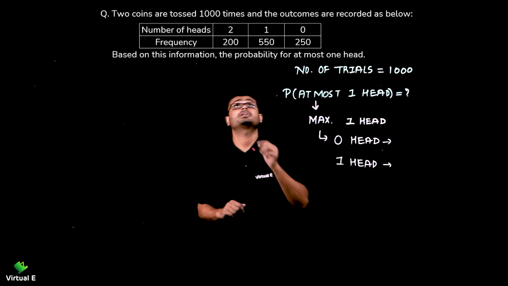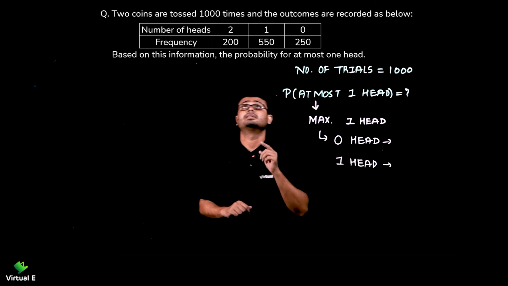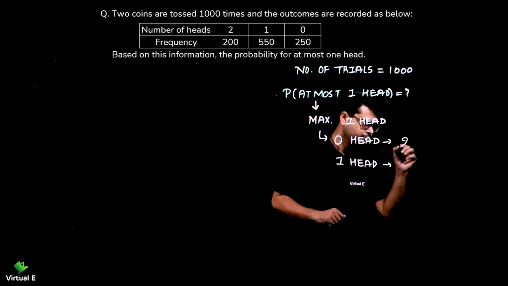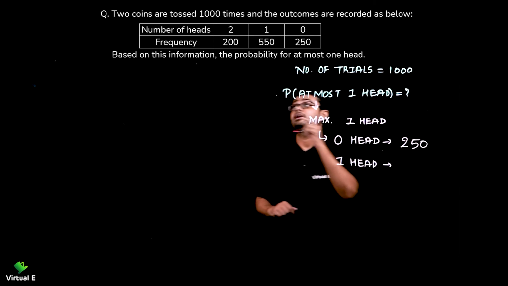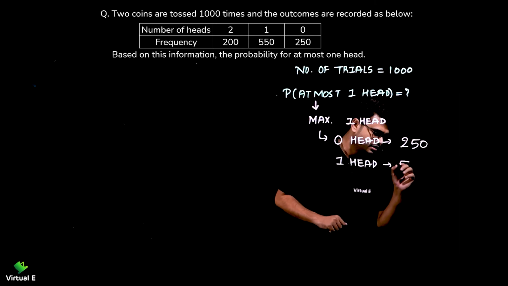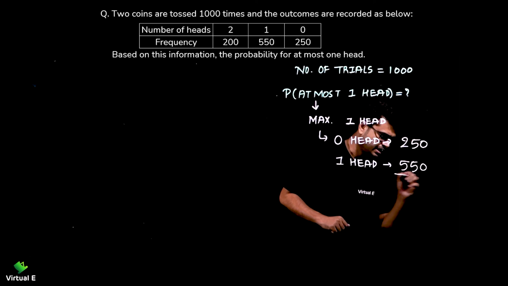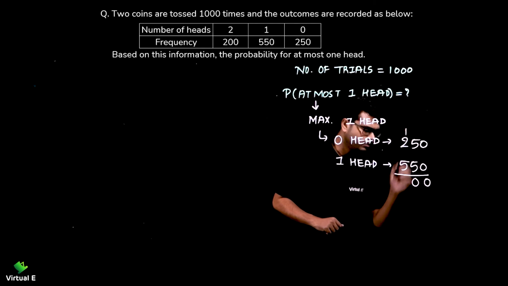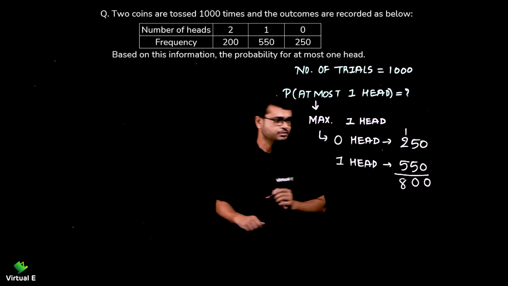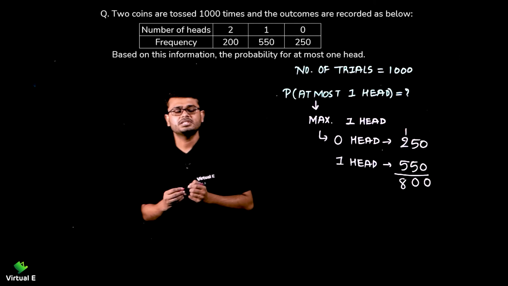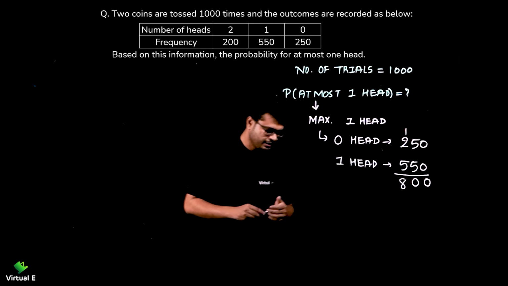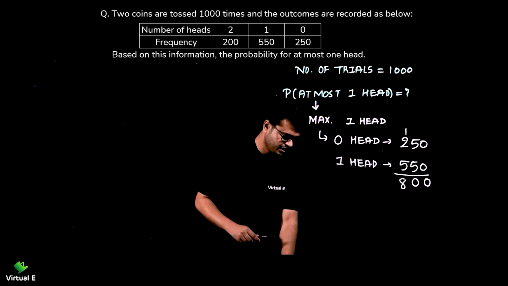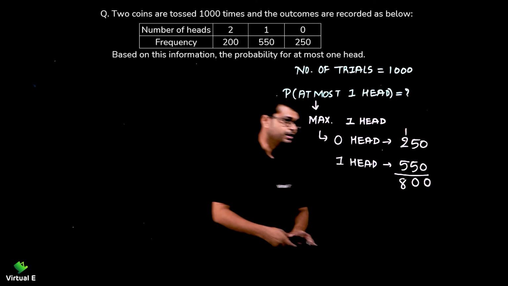0 heads, what is the frequency? That is 250. And 1 head, what's the frequency? 550. Let's add them up: 0, 0, 1, and 800. So what is the favorable outcome? 800. Now, let's proceed for the probability.